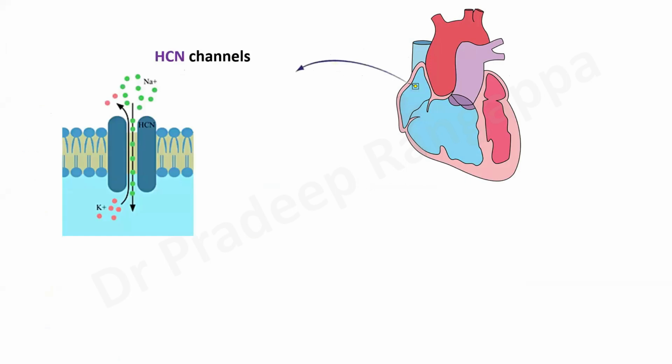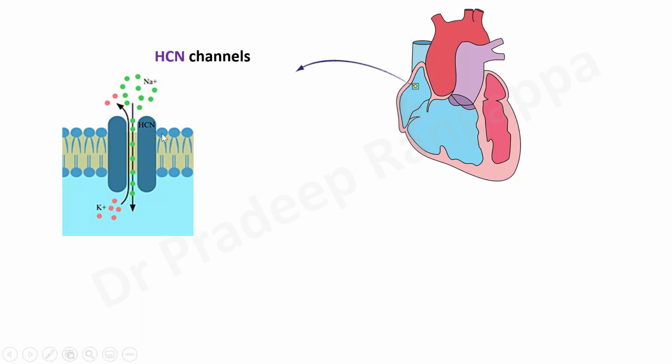So there are these F channels that are present, which are precisely called HCN channels, which is hyperpolarization activated cyclic nucleotide channels. And these channels are where the F current gets generated by the sodium entry and the potassium exit through these channels. So this is where the Ivabradine acts predominantly, on the SA node on the HCN channels or the F current channels. So that is where it acts.